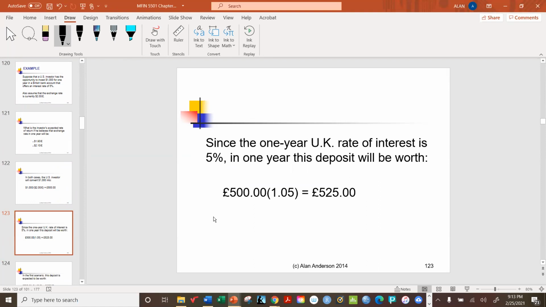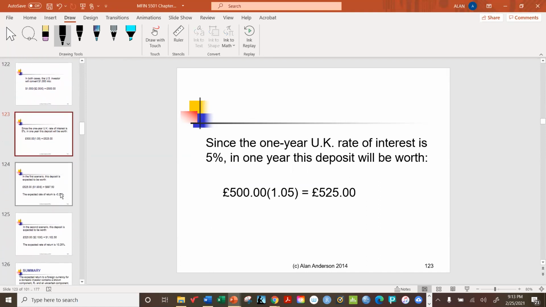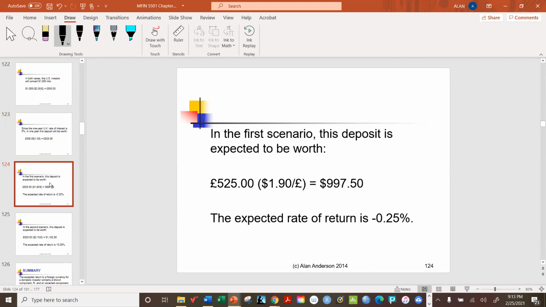Where they differ is right here. What happens when I convert these back to dollars? So if I'm expecting a stronger dollar, meaning $1.90 per pound, what will happen to this deposit? Well, let's find out. If we multiply 525 pounds by $1.90 per pound, how many dollars will that be? Ooh, that's pretty painful. We actually lost money by putting our money in euro sterling.